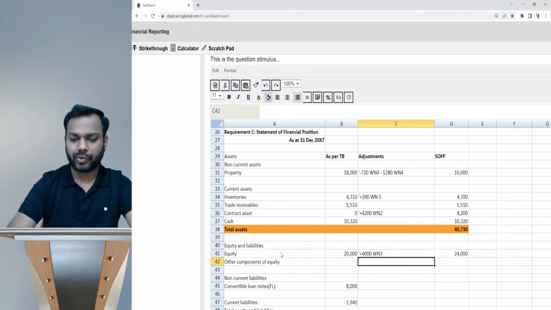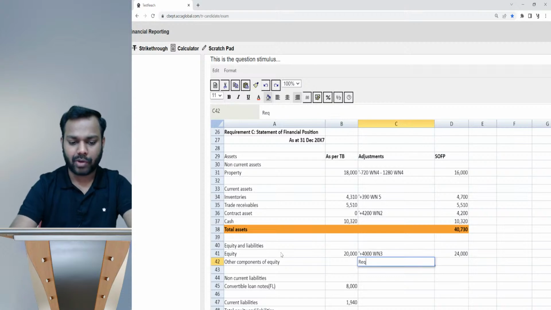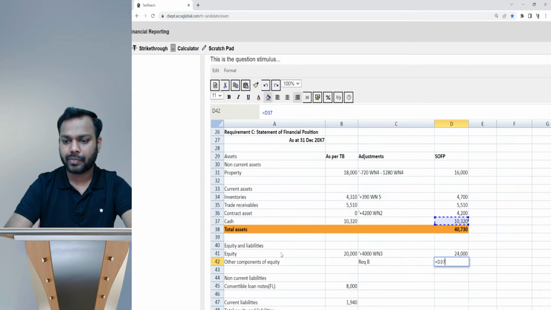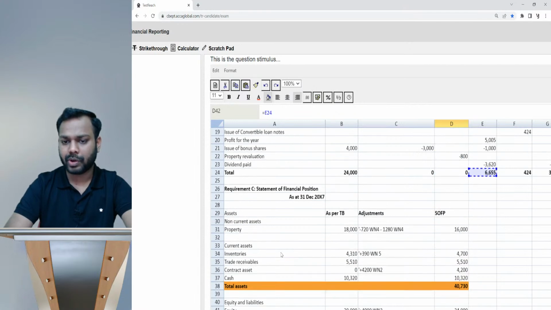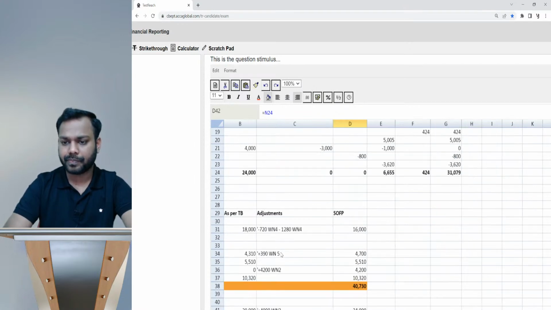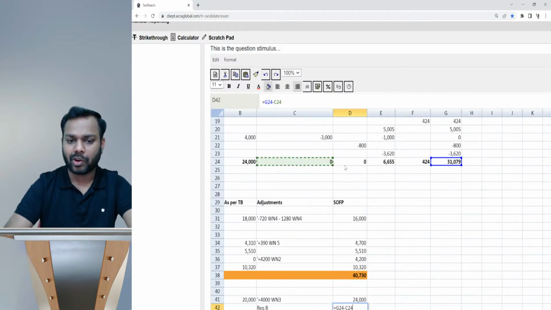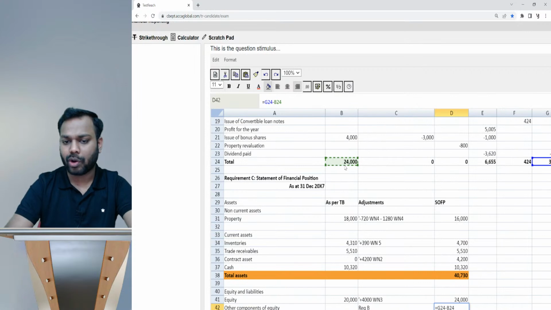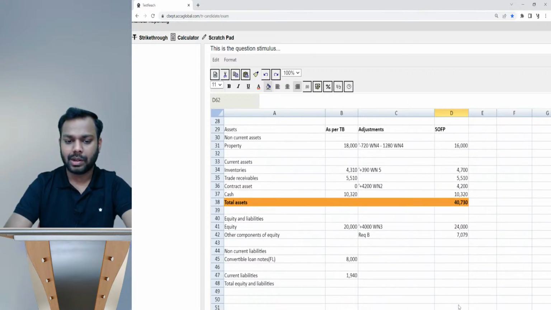Now other components of equity is requirement number B. What is the balance of other components of equity? Tell me. That is 31,079, but minus, we will do minus how much? 24,000, because that is already considered equity here. Right? So we will do the other components of equity 7,079. I believe it is clear to everyone till here.